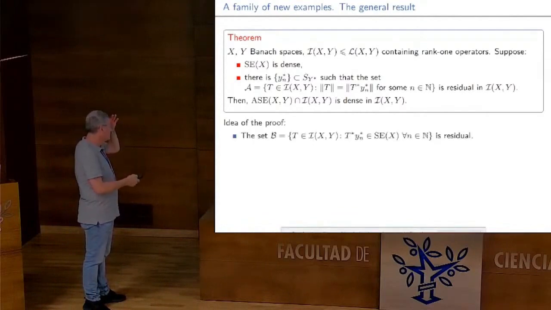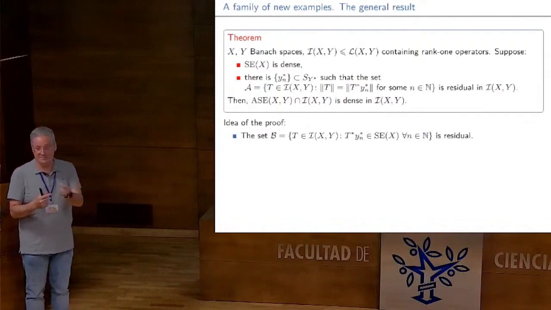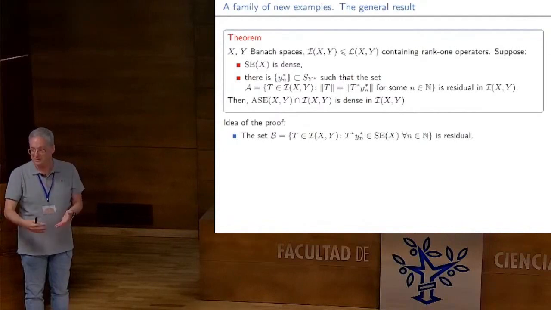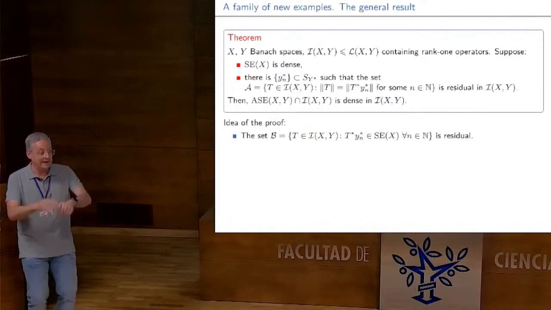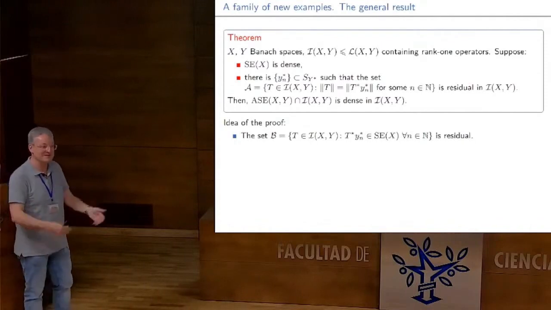Consider the set B of those operators such that T star of Yn star is strongly exposing. This is residual. Why? Because, fixing n, it is very easy to prove that this is residual. It contains a countable intersection of open dense sets, and for an open dense set, this is just the open mapping theorem. Then you make the countable intersection over n. But a countable intersection of countable intersections is a countable intersection, and you get residuality.